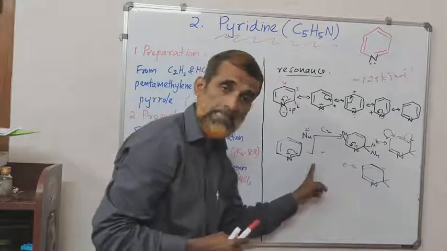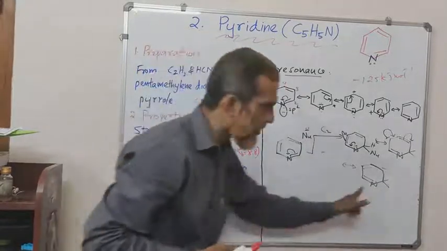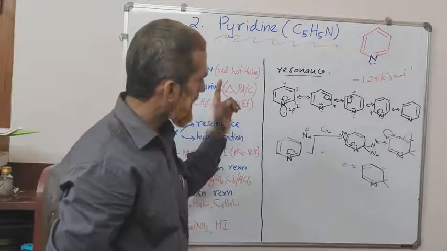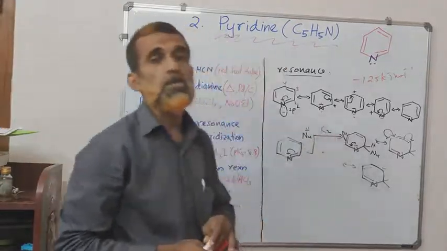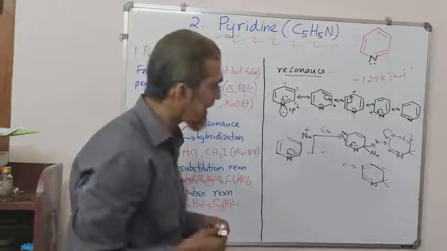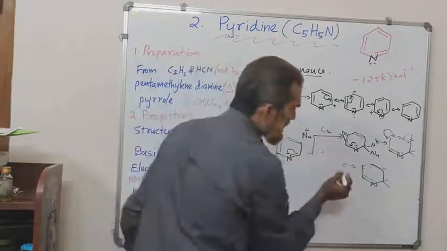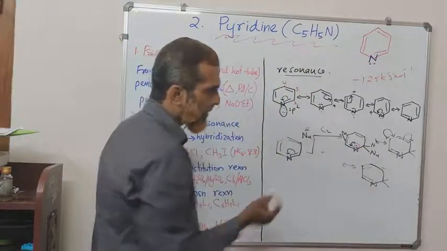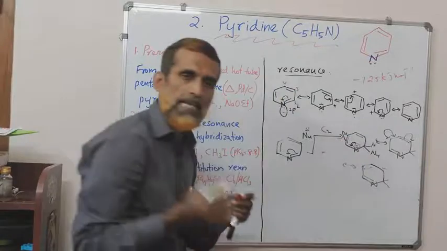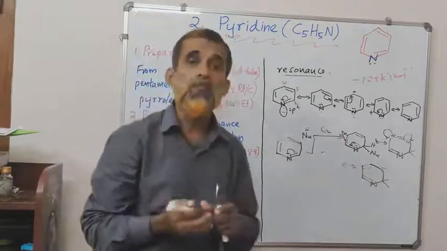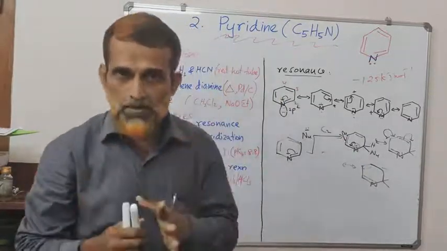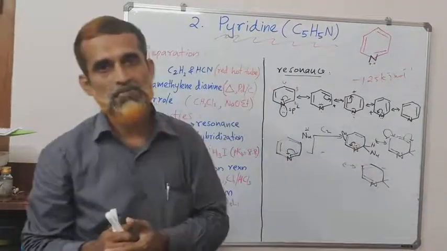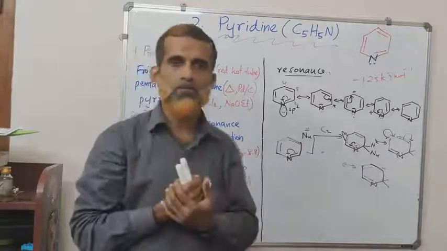Similarly, if you try C3, you get three structures. C4, you get another three structures. We have seen that attack is preferred at C2 as well as C4, not at C3. How do we explain it? In this structure, you can see negative charge appearing on nitrogen. In C4 also, you will see negative charge appearing on nitrogen, which is more stable, more favorable, because nitrogen, being an electronegative atom, can very well hold a negative charge.